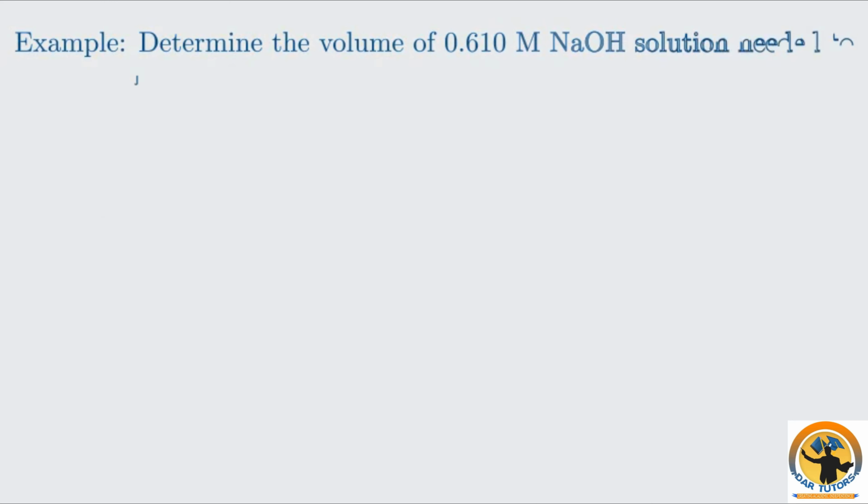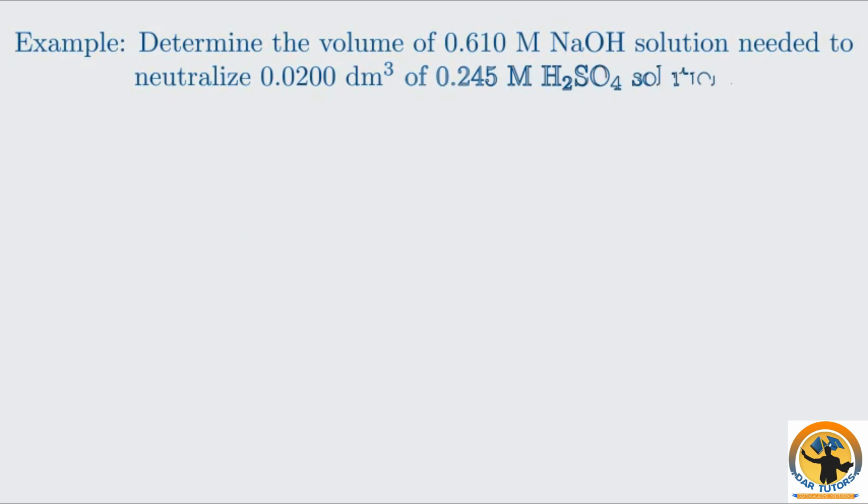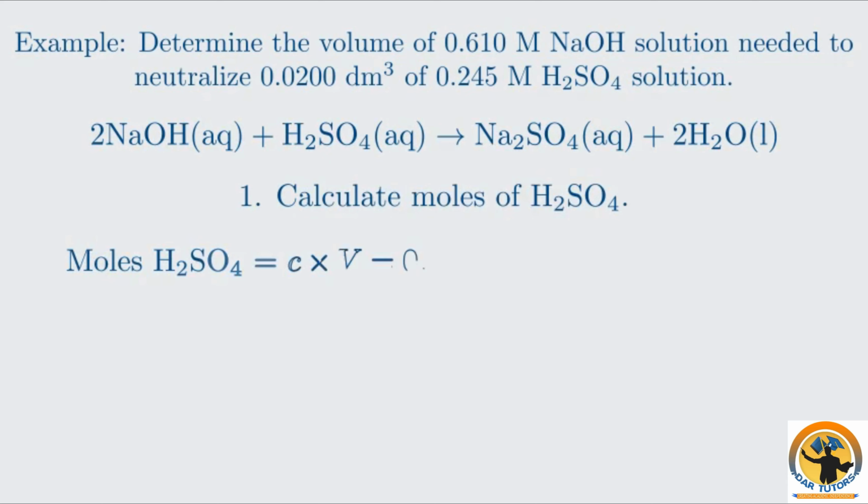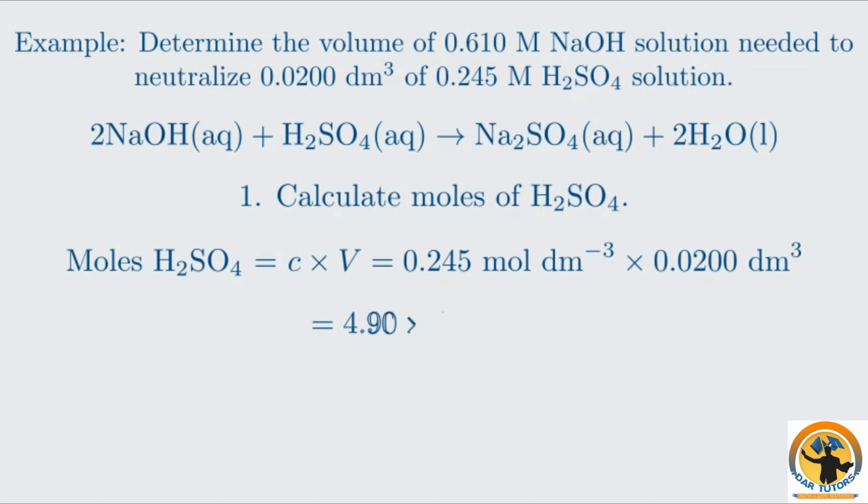Find the volume of a 0.610 molar sodium hydroxide solution needed to neutralize 0.0200 dm3 of a 0.245 molar sulfuric acid solution. The balanced equation is 2NaOH plus H2SO4 yields Na2SO4 plus 2H2O. Step 1. Calculate the moles of sulfuric acid. Moles equals concentration times volume, which is 0.245 molar times 0.0200 dm3.